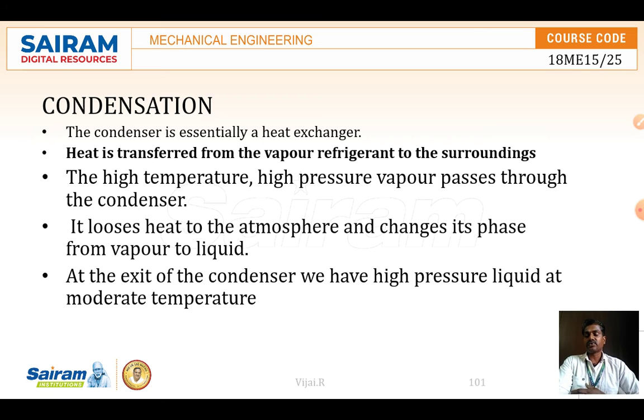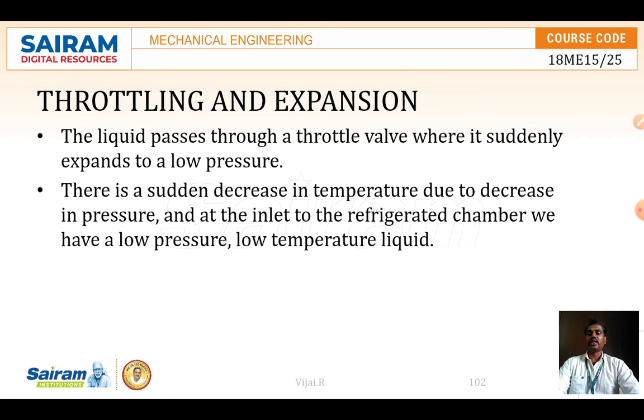So at the entrance, it is a high pressure vapor from the compressor. After that, it releases its heat to the atmosphere and becomes a liquid. So now it becomes a high pressure liquid at the outlet of the condenser. Once it passes through the condenser, it goes through the throttling and expansion valve.